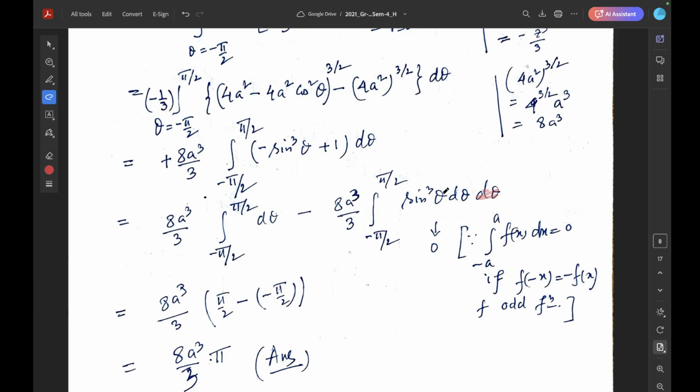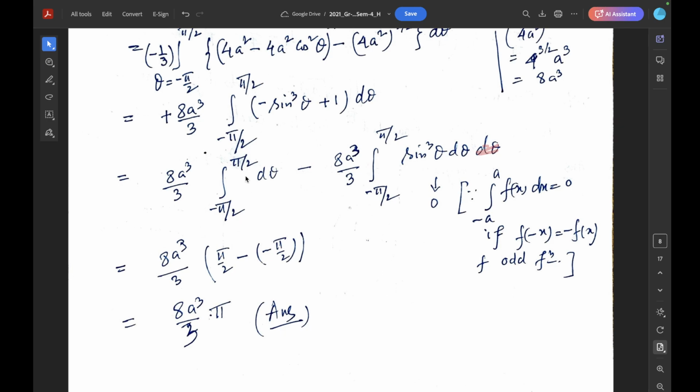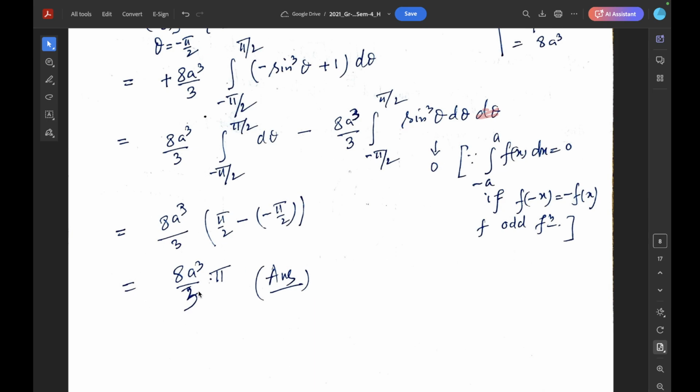Now this integration is 0, because we know the integral from minus a to a of f(x) dx equals 0 if f(minus x) equals minus f(x), that is, when f(x) is an odd function. Here sin cube theta is an odd function, so this part is 0. So integrating, we get theta, upper limit pi by 2 minus lower limit minus pi by 2. So after simplification we get 8a cube into pi by 3. This is the answer.